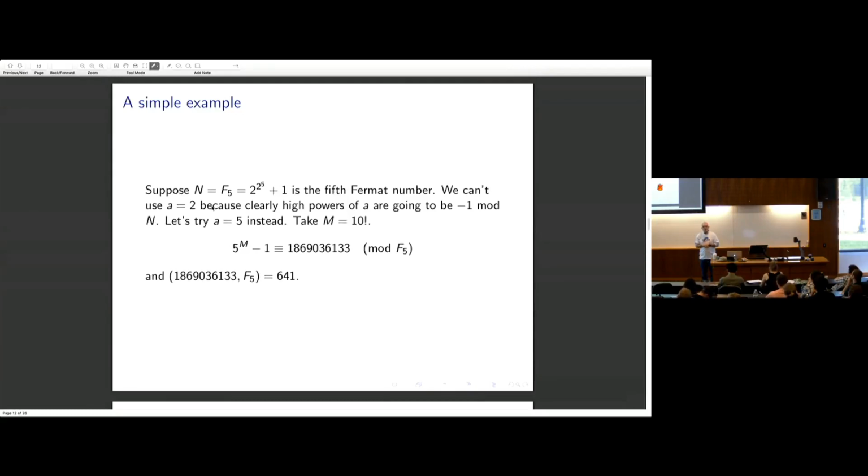Why did this work? Well, 640, I will point out to you, is 64 times 10. So it's 128 times 5. So it's 2 to the 7th times 5. Okay? So the fifth Fermat number is divisible by 641, and 641 minus 1, which is 640, all of its prime divisors are at most 5. So that's a perfect situation for the p minus 1 method.